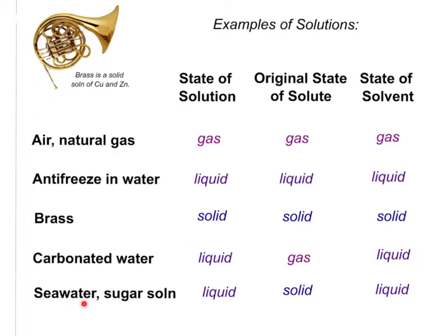Here's another example, seawater, where we have a mixture of some different states. So solutions are not always aqueous. They can be other things, and they aren't always just liquids and solids, like in our sugar solution. They can be a mixture of some different states.